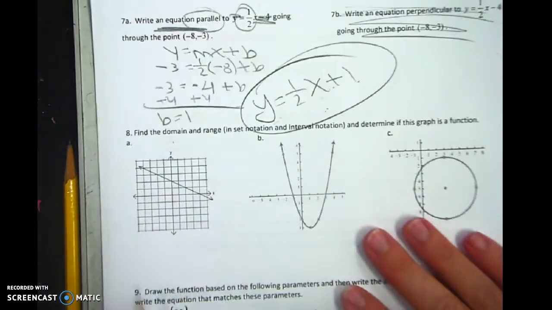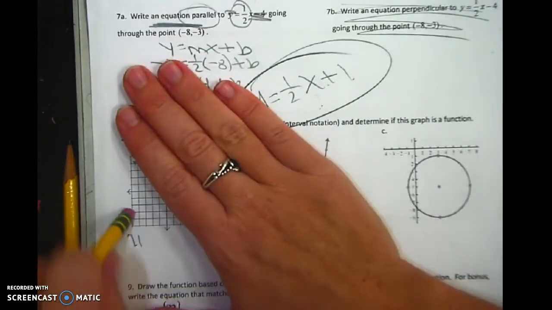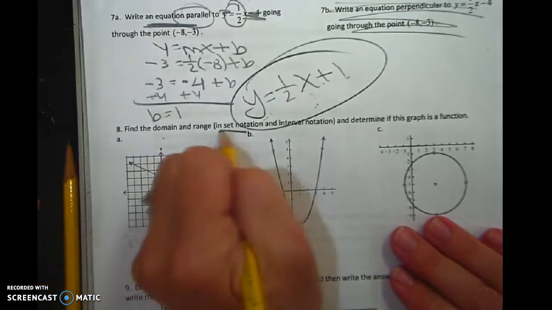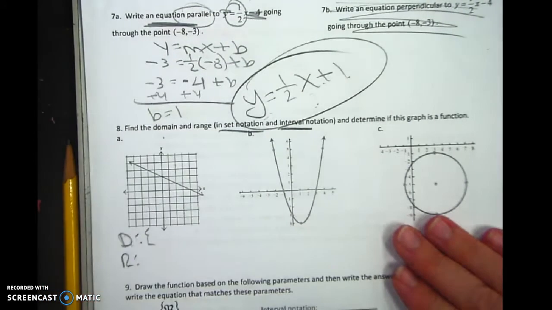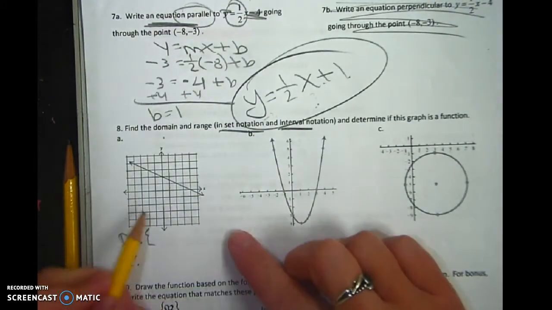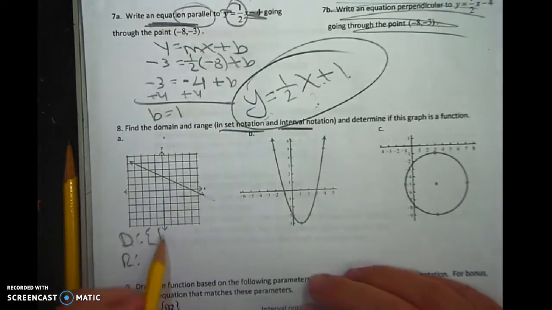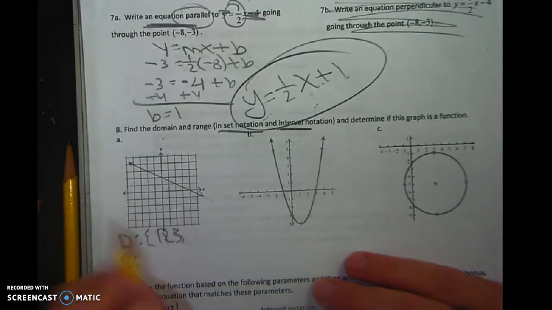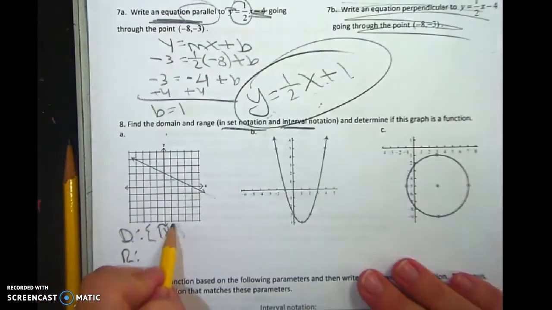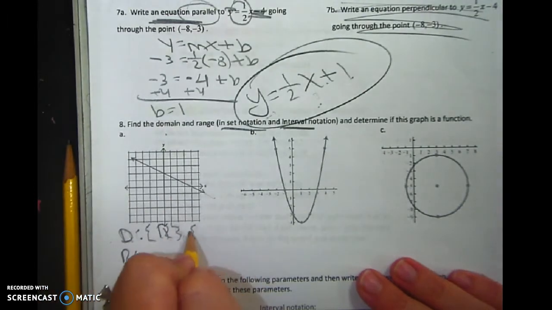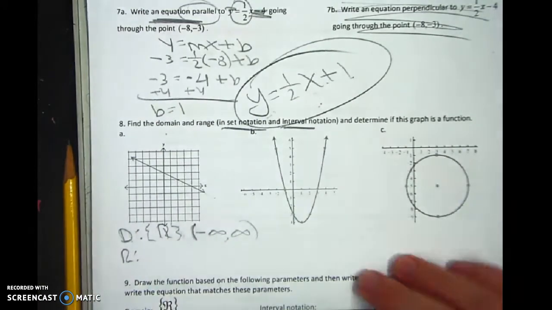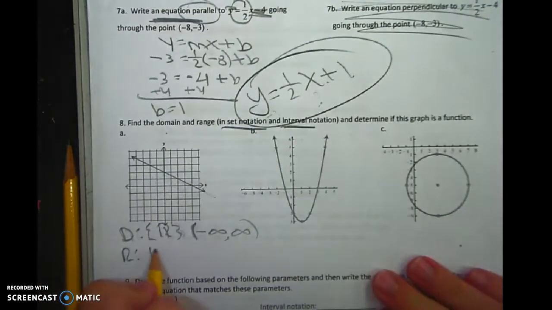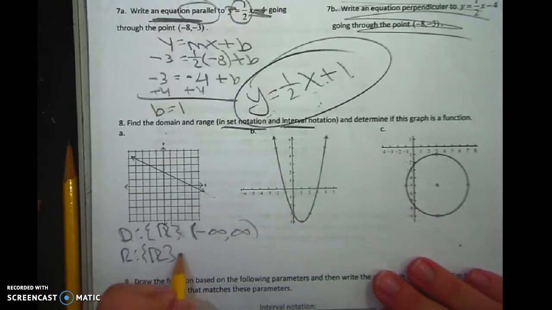Okay? Domain and range. Domain, you need it in set and interval. So the domain and the range. Set notation is easiest for me, and a line is easiest for me. Everything to the right, everything to the left, all real numbers. And then in interval notation, negative infinity to positive infinity. Range is everything up, everything down. All lines are all real numbers. Hope that one's on the quiz for you.